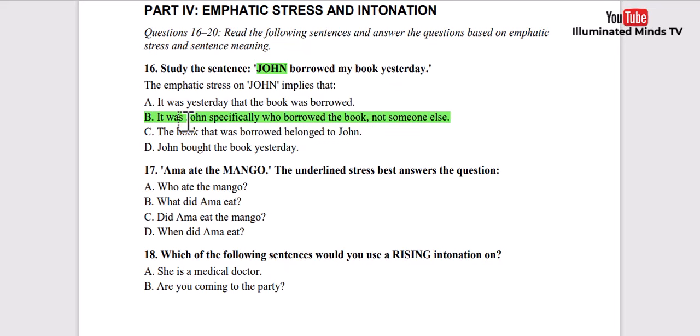Why? It was John. The question says, John borrowed my book yesterday. It was John specifically who borrowed the book, not someone else. If you want to choose option C or D, for example, let's read it. The book that was borrowed belonged to John. That is wrong. The question is, John borrowed my book yesterday. Option C says the book that was borrowed belongs to John. Can you see that is wrong? Option D, John bought the book yesterday. Did John buy a book? No. So option B is therefore correct. It was John specifically who borrowed the book, not someone else.